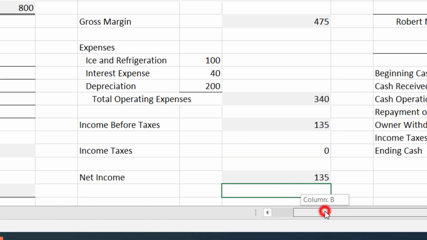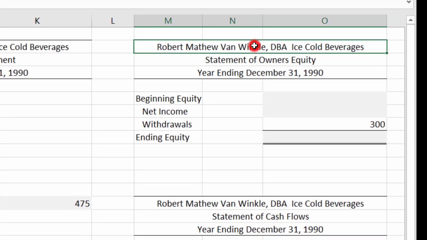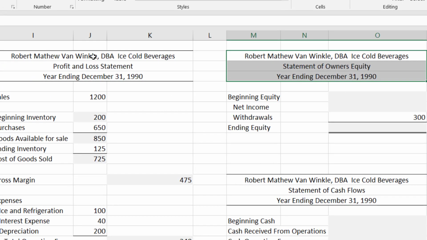Let's press enter and let's move on. Okay, good. We're going to take a look at this thing called a statement of owner's equity. Like the profit and loss statement, it is for the entire year that ended December 31st of 1990.